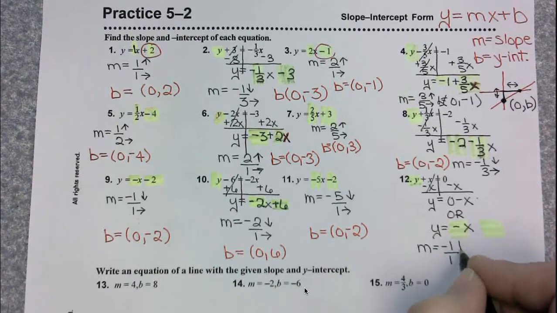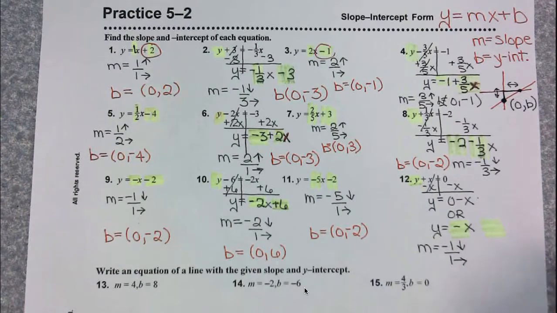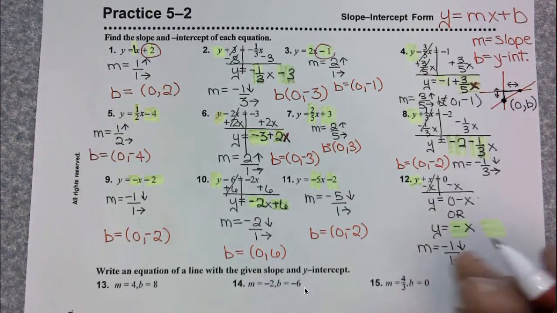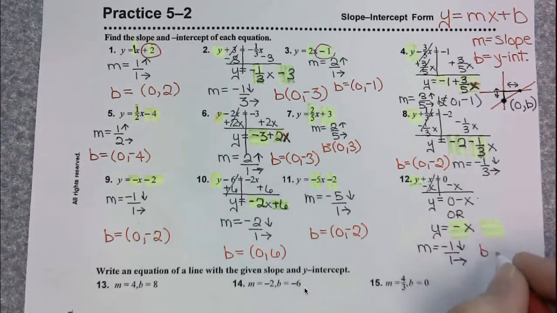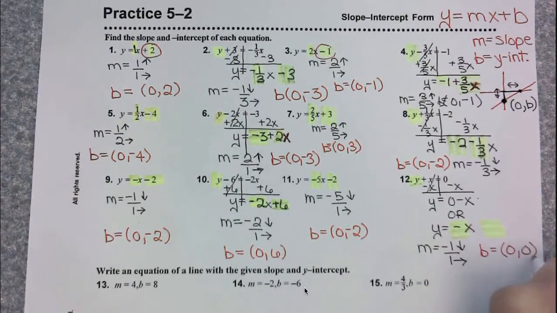Negative on the top means I'm going down. Positive on the bottom means I'm going to the right. And my y-intercept is at the point x is 0, y is 0.